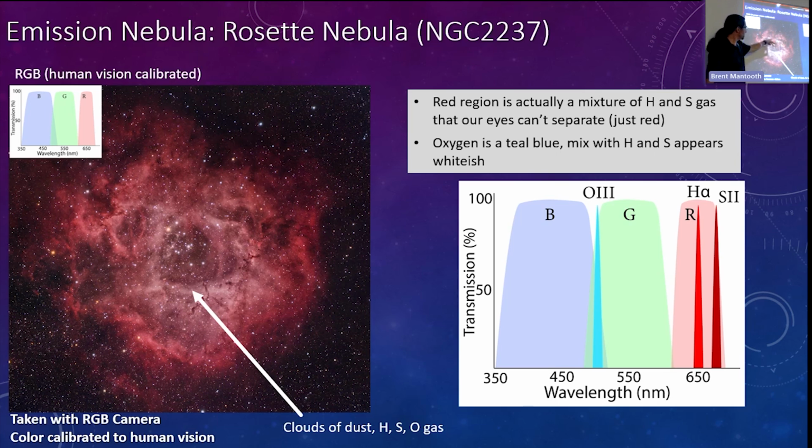Then in the center here, there's a region where there's a lot of oxygen that's emitting, and that appears as this teal blue-green color. When we mix all of these together, this is what we see, this red with a whitish center. If you could look into an eyepiece with a big enough telescope, this is what it would look like.